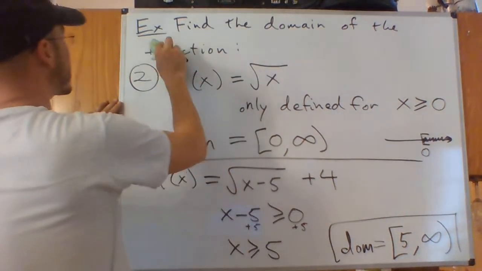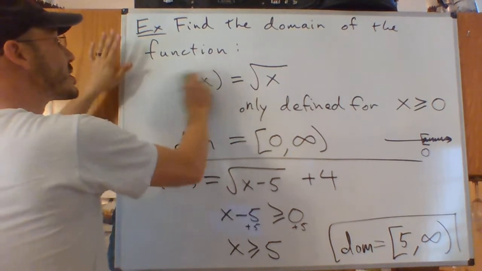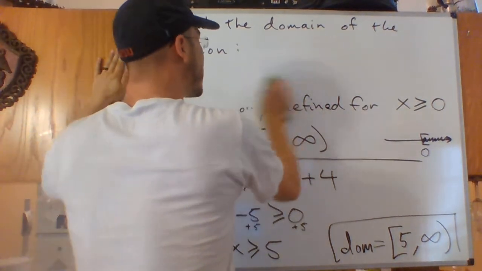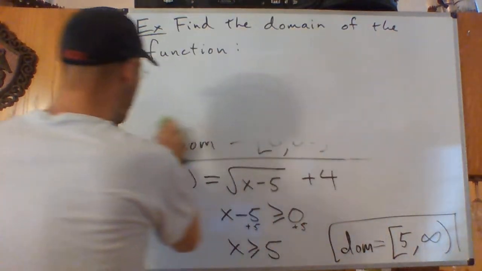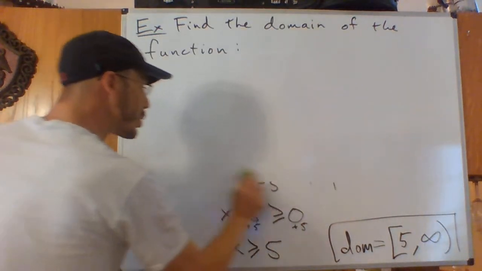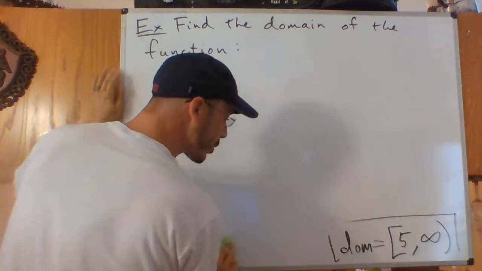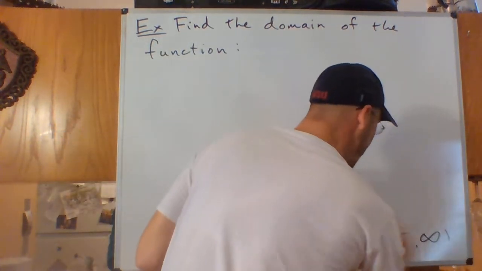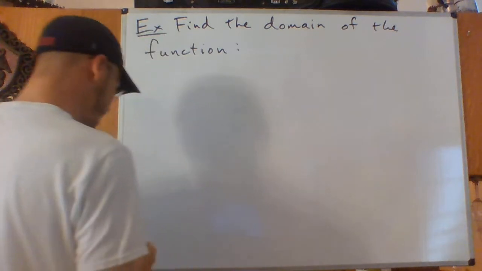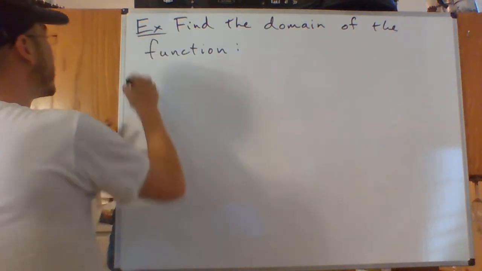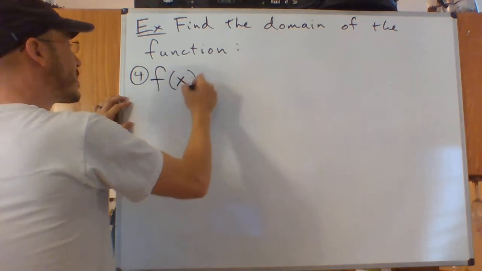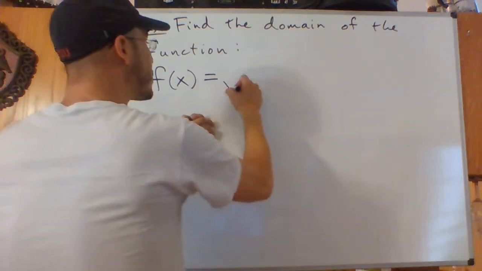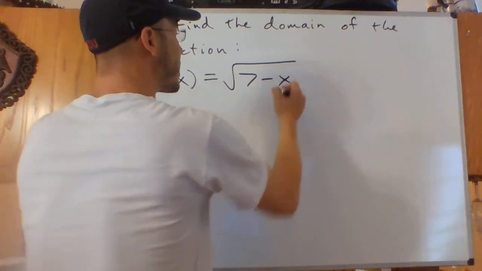Another example of this, still the same directions. In fact, this is the main thing we're doing in this section, finding domains. I want to look at one more square root function and its corresponding domain. This will be our fourth one. f of x equals the square root of 7 minus x.